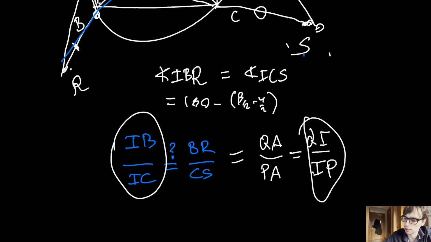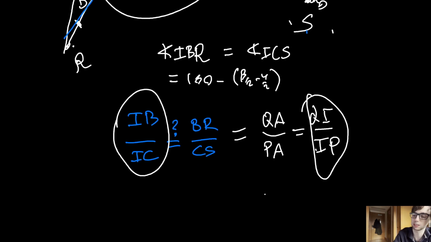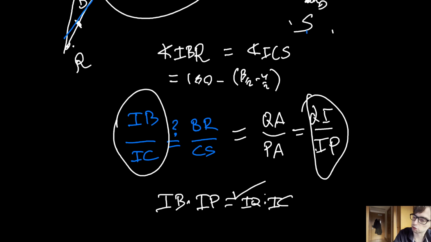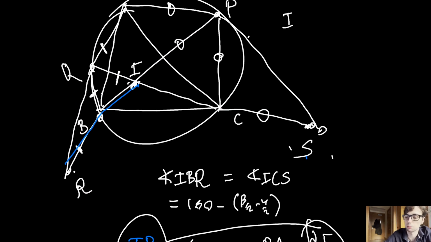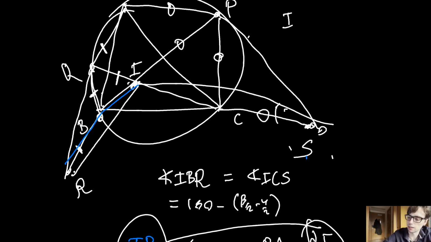And this is in fact the same because this is just the power of the point I. IB times IP is the same as IQ times IC. So given this is true, that means that these two things are equal. But given this is equal to this is equal to this, that means that this is in fact equal. And so now what we have is similarity, and from that similarity, we have that this angle is equal to this angle, and we are done. And this solves the problem.